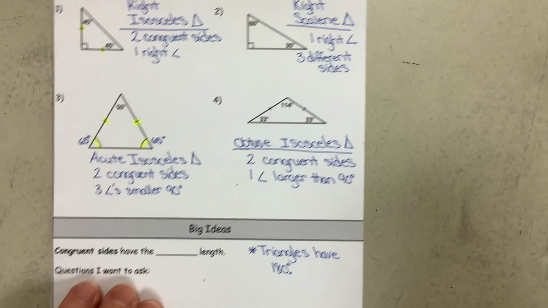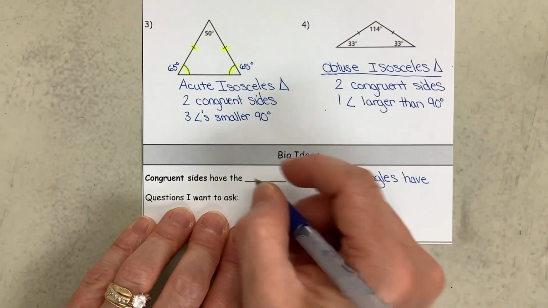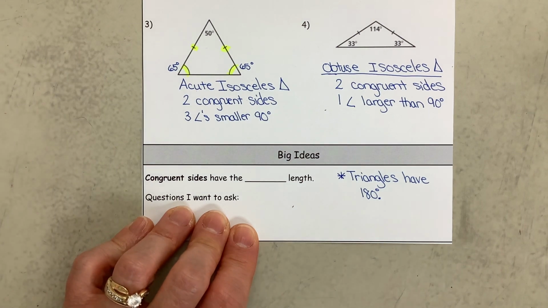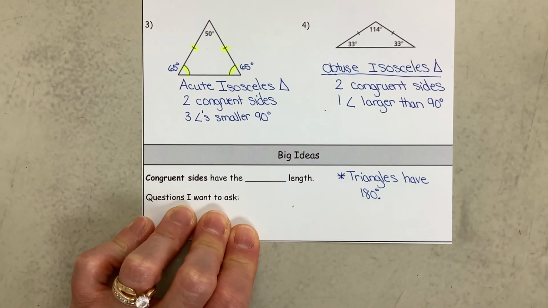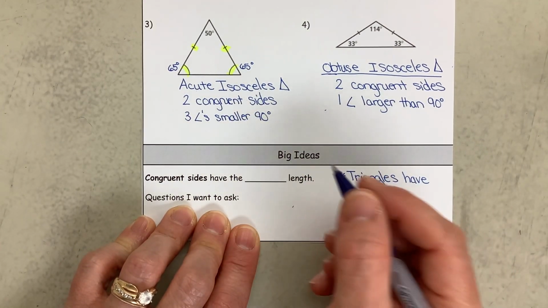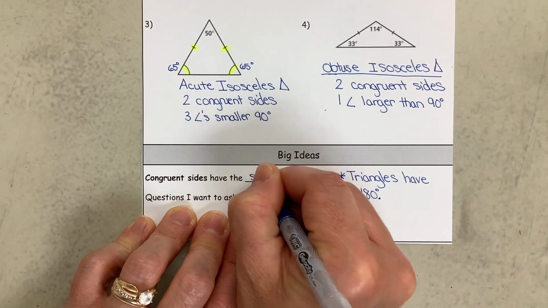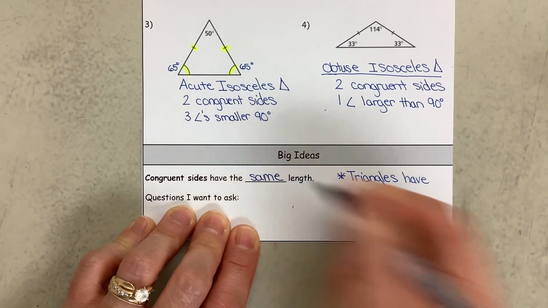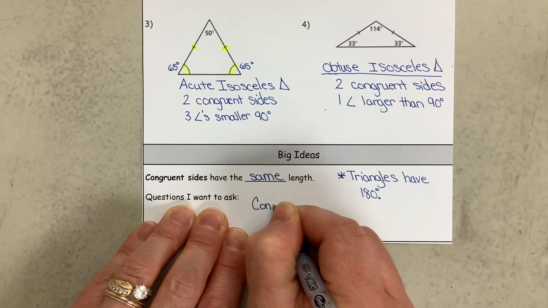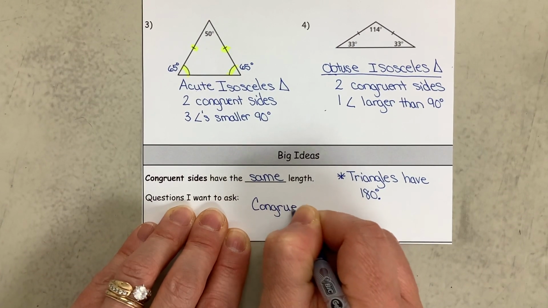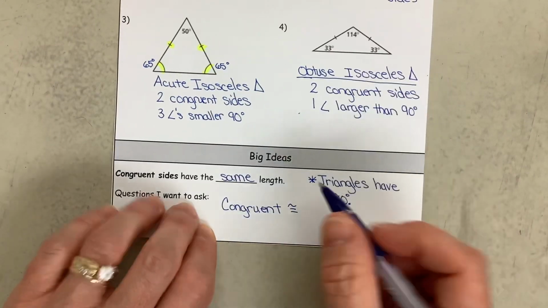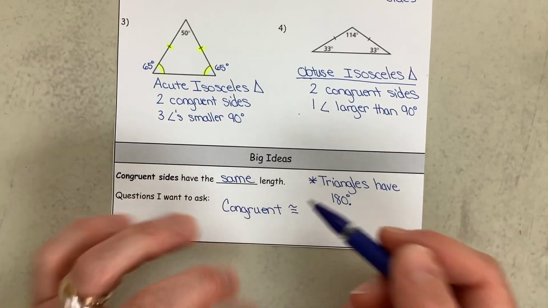Now, congruent sides, just like when we talked about that in another one. Our vertical angles, I believe, were congruent angles. So congruent sides have the same length, but congruent, we have a little symbol for that. Congruent is shown with the equal and the little squiggle on top of it. This means they're congruent, which is really equal.